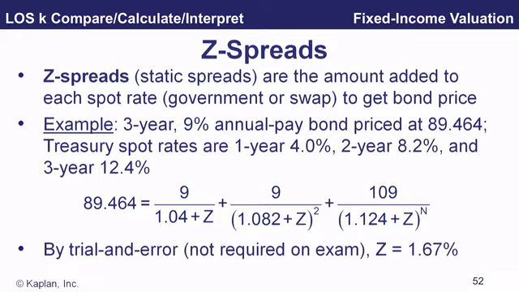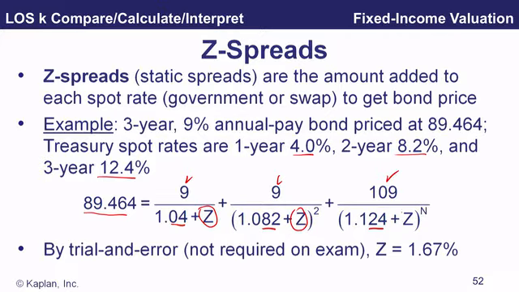We've got our Treasury spot rate curve, and we've got the 1 year at 4%, the 2-year spot rate is 8.2, and the 3-year is 12.4. Remember, those are all annualized rates, even for the 2 and 3-year periods. And we've got an annual pay bond that's priced at $89,464. So there's our present value. Here's our coupon payments and our coupon plus the par value at maturity. And then we plugged in our spot rate curve. So we are now going to solve for this amount right here.